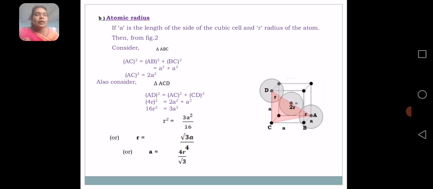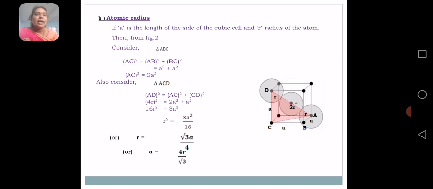Using the Pythagoras theorem, AC squared is equal to AB squared plus BC squared. What is AB squared? Yes, you are correct. AB squared is equal to A squared, and BC squared is also A squared. So A squared plus A squared is equal to 2A squared. So AC squared is equal to 2A squared. Then we consider the second triangle, the top triangle ACD. Here we apply the same Pythagoras theorem, that is AD squared is equal to AC squared plus CD squared. AC squared we already found, that is 2A squared. CD squared from the diagram is A squared. So 2A squared plus A squared is equal to 3A squared.